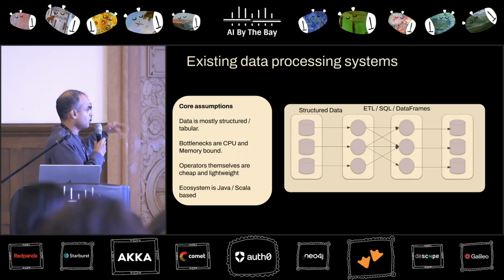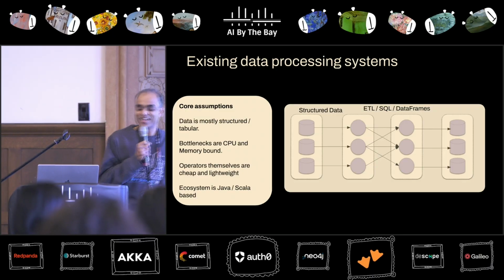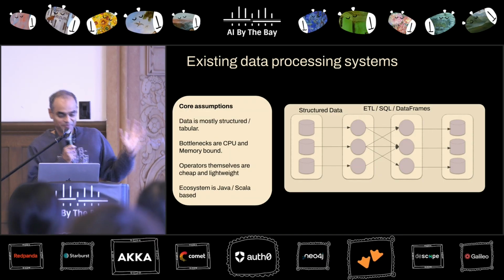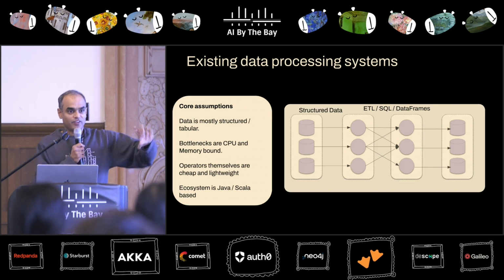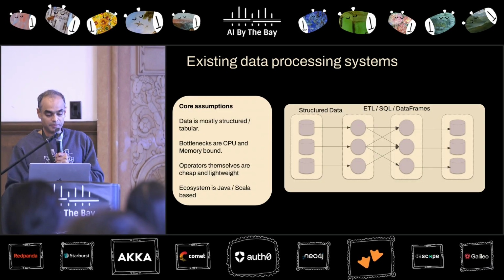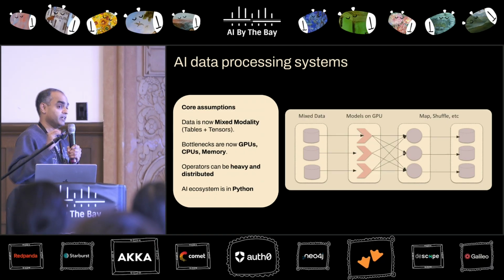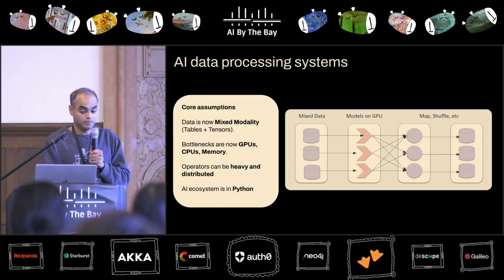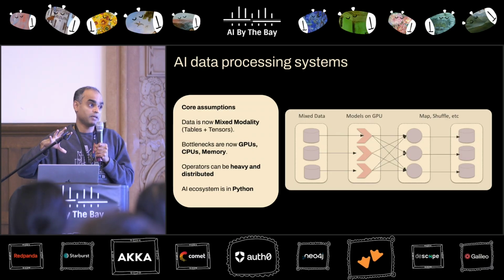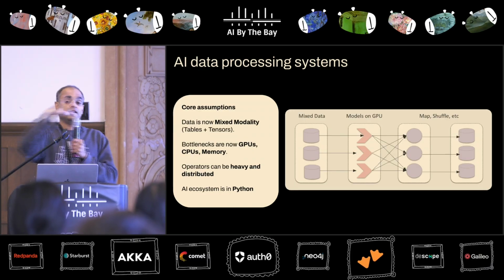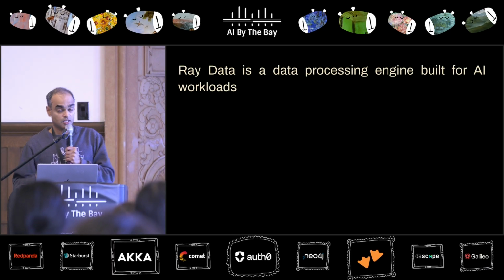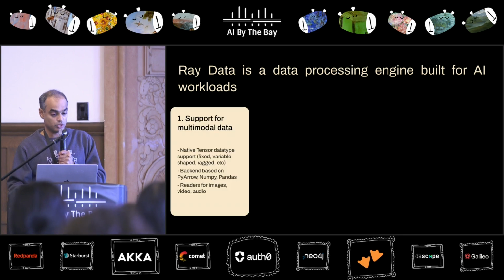In the olden times, or probably not olden times, in the last 10 years, data was mostly structured in tables. Bottlenecks were CPUs and GPUs. You had your ETL pipelines, data frames, you do your shuffle operations, write it back to the database, and the ecosystem was basically Java and Scala based. These requirements have changed. Now you need to deal with tensors, not just tables. You need to deal with CPUs, GPUs, and memory. Your operators are now heavy and they're distributed across a cluster of nodes, and the AI ecosystem is in Python. So whatever data processing framework is used for your ETL pipelines cannot really work well in an AI world. So Ray Data is a data processing engine built for AI workloads.